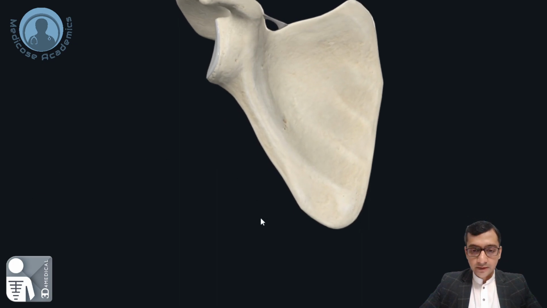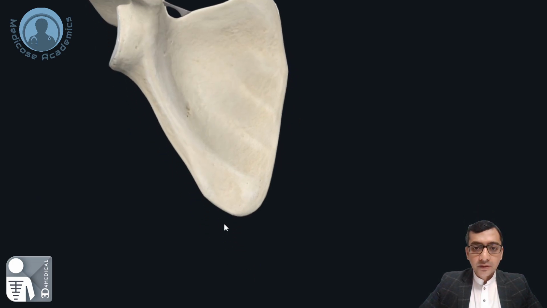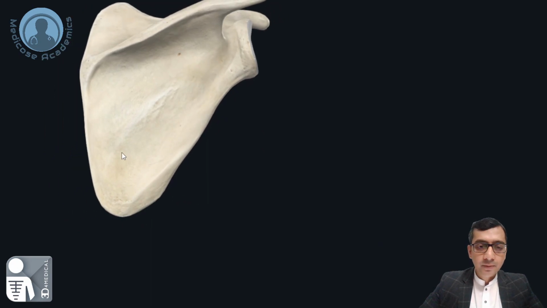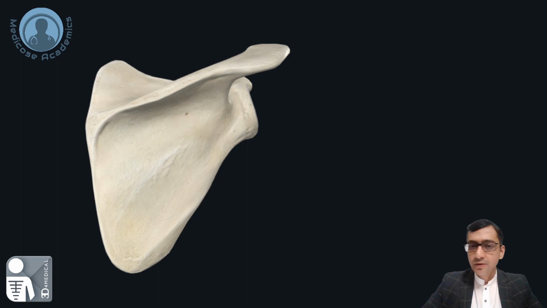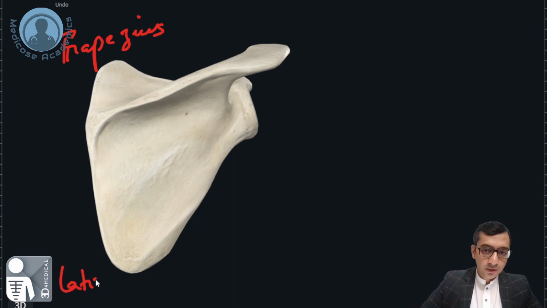Now talking about the three angles, the superior angle is between the superior and medial margins, and it is covered by trapezius. I will show you the muscles as I go to the attachments. The inferior angle is between the lateral and medial one. It is covered by latissimus dorsi. Just to help you memorize, I will write them down. This is covered by trapezius, and this is covered by latissimus dorsi.